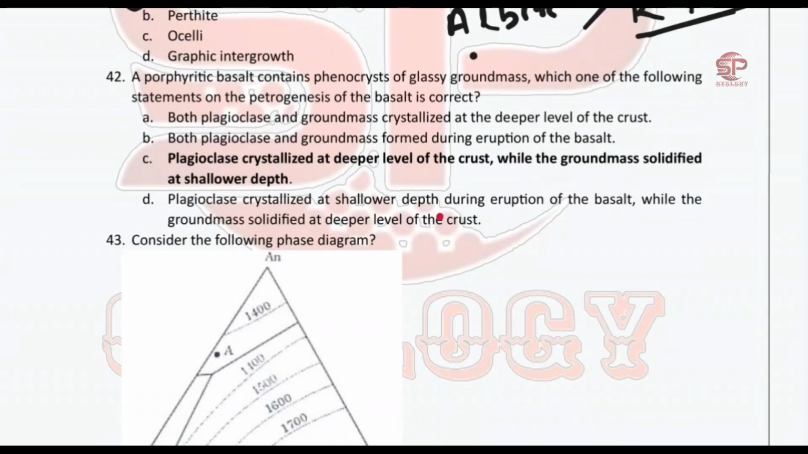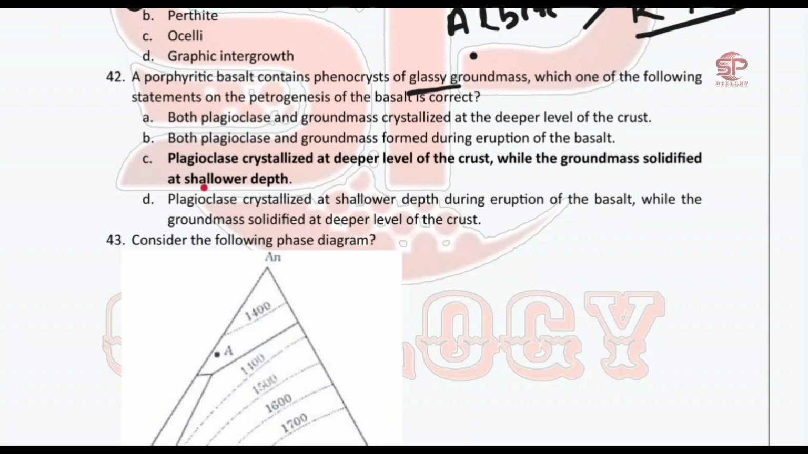When a porphyritic basalt contains phenocrysts and a glassy groundmass, which one of the following statements of petrogenesis of the basalt is correct? It contains phenocrysts of plagioclase. Okay, phenocrystal plagioclase. So both plagioclase and groundmass crystallized at the deeper level. If they all crystallized at the deeper level, they should both have coarser grain. But it is saying it is a glassy groundmass.